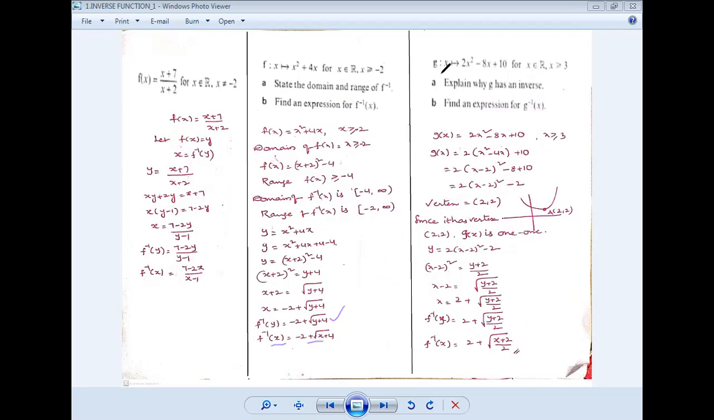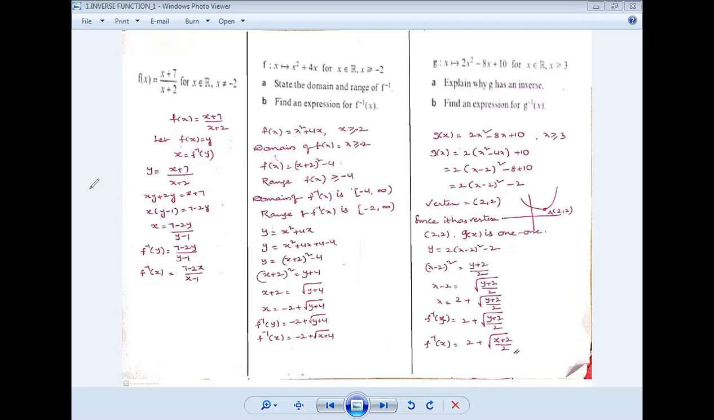Now, the next question is here. g maps x to x square minus 8x plus 10 for x belonging to R, x greater than 3. So the domain is given as x greater than 3. Explain why g has an inverse. Okay, we have to mention why it has an inverse. Also find the expression for g inverse x.